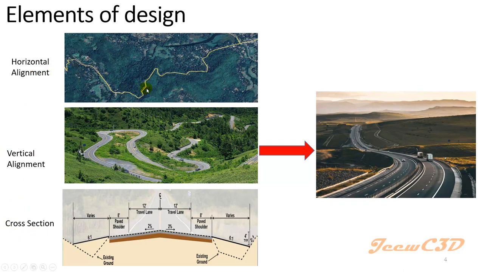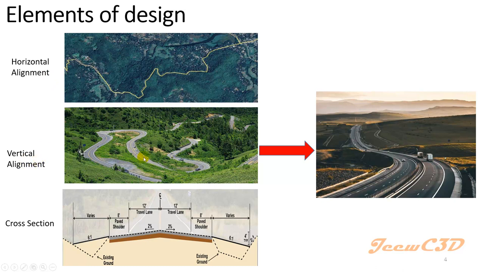Horizontal alignment is the one we see from a plan view. If you think of a road on Google Maps or Google Earth, you will see the road something like this. You can't see any elevations here, just a plan. You can see the straight portion, then the curved portion. You only see the plan view of the road, no elevations. That is called the horizontal alignment.